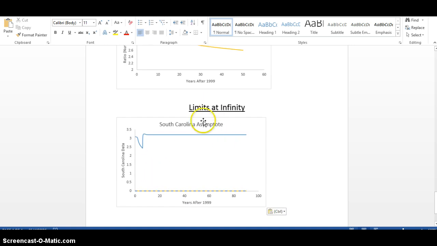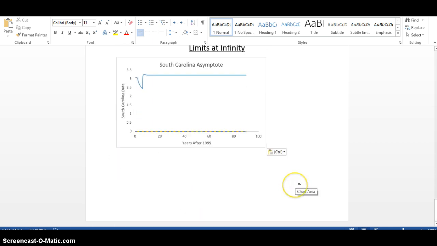Now we're going to move to limits at infinity. Here's my chart title, and here's the line right here, as you can see, and the horizontal asymptote I found down here. Here's my horizontal axis, and here's my vertical axis.